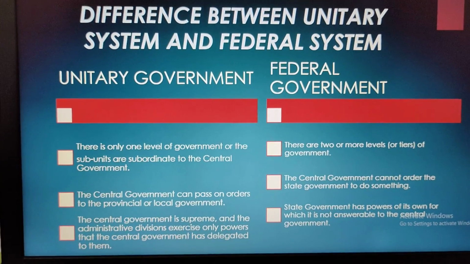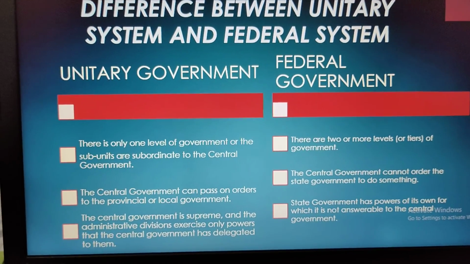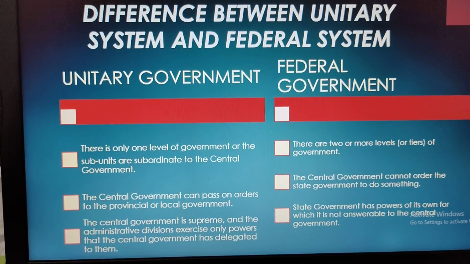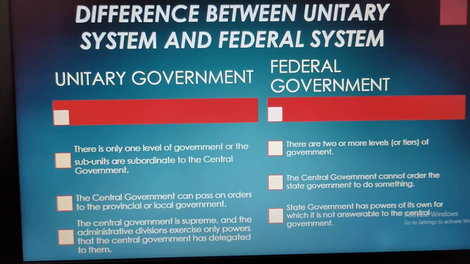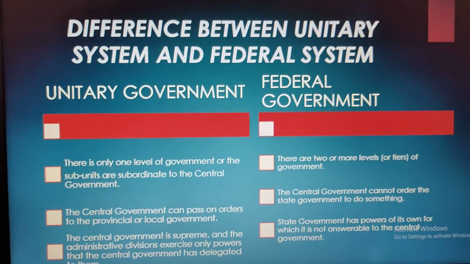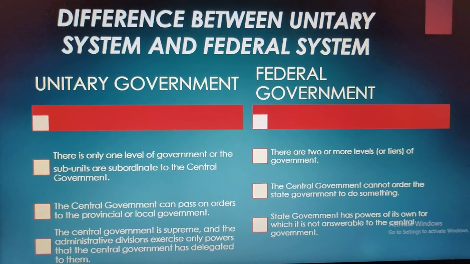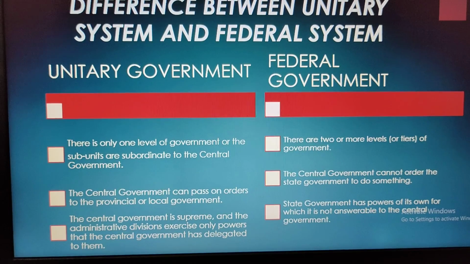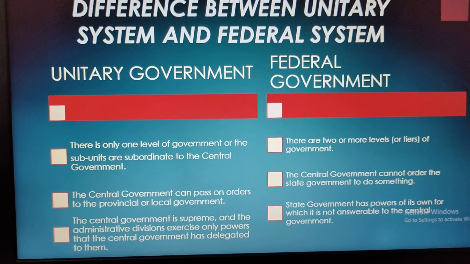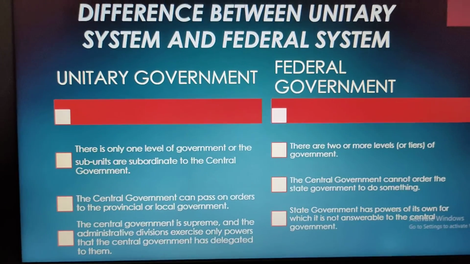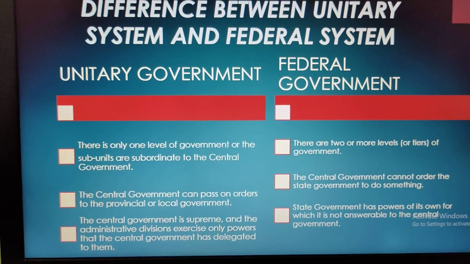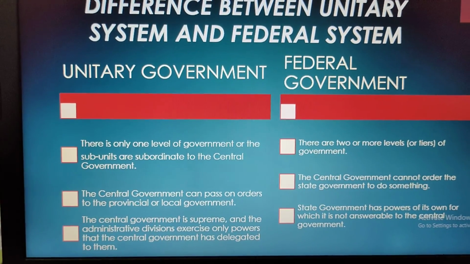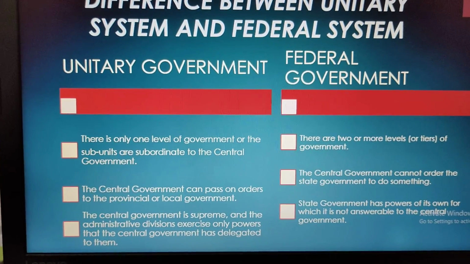Now, the difference between the unitary system and the federal system. In a unitary system, there is only one level of government, or sub-units are subordinate to the central government. It means there is one level of government and the other sub-units report to the central government. One head is there and the rest of them are the subheads. The central government can pass on orders to the provincial or local government. Now, in a unitary government, what happens? These subordinate levels of government do not enjoy separate powers. They work on the command of the central government.